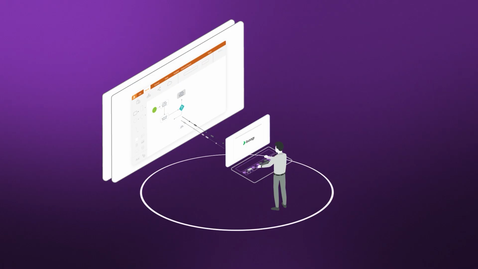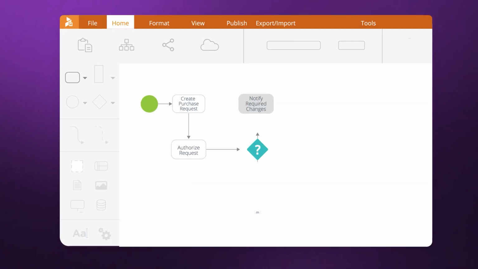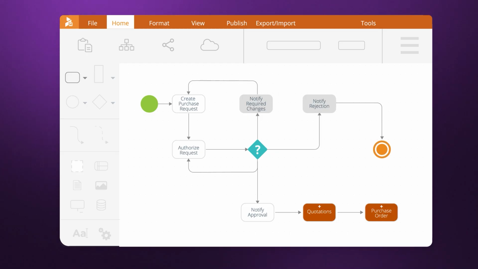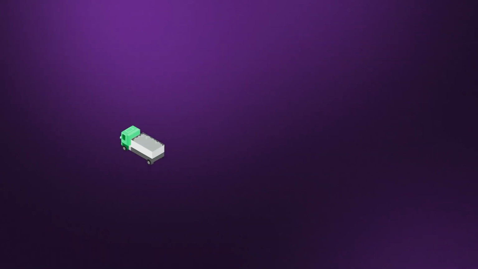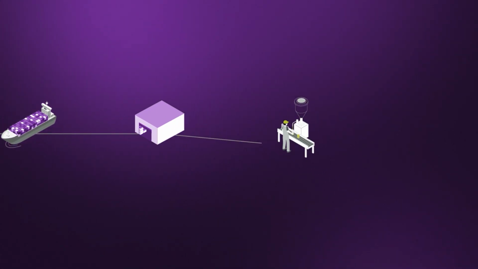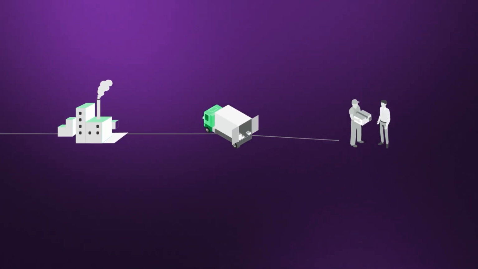Ben maps out the purchase requisition process in Bizagi and analyzes it using simulation so he can see the bottlenecks and optimize the model. He turns the process into a procurement application by adding business rules and creating forms to capture vendor information. The application is easily integrated with other processes and systems in the supply chain.